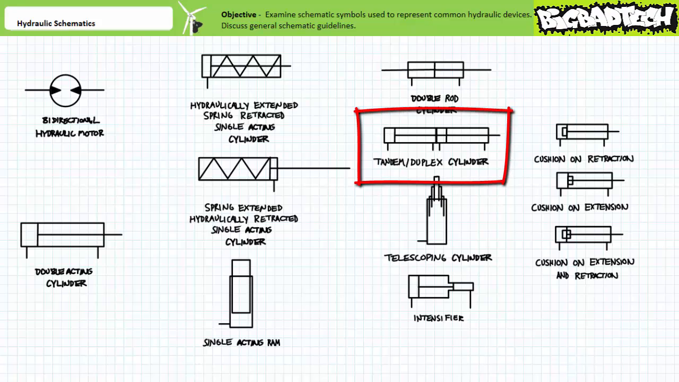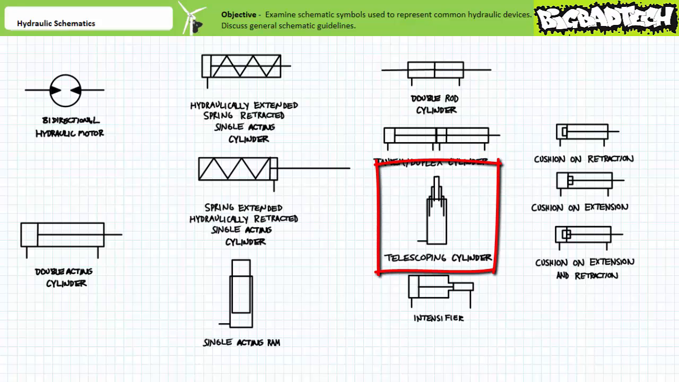Tandem or duplex cylinders are kind of like back-to-back double-acting cylinders. Tandem cylinders are one permanently affixed entity, whereas duplex cylinders can be taken apart. A telescoping cylinder looks like an old-school pirate spyglass.